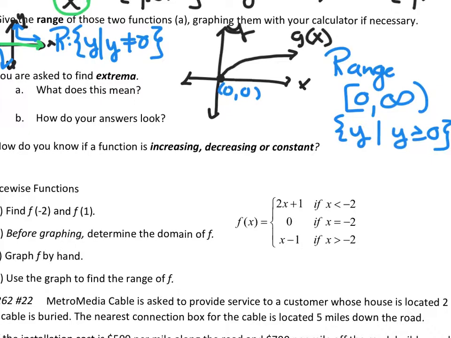It is increasing when the y values are getting larger from left to right. I'm not going to write this in this tiny space. So when the y values are increasing from left to right, as the x values continue to go left to right and the y values are going down or getting smaller, then it is decreasing. And as x goes left to right, if the y values are staying the same, then it's constant.